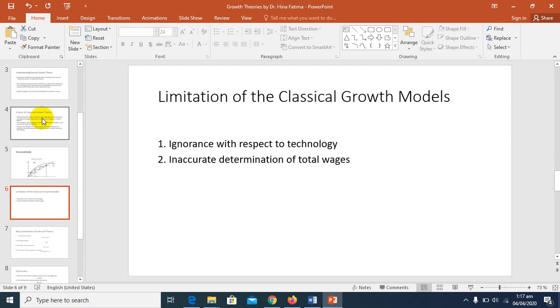The second point is the inaccurate determination of total wages. According to the classical model of growth, total wages do not exceed or fall below the subsistence level. So they totally ignore this concept, and they also ignore the role of trade unions that can play a vital role regarding the level of wages. So these are the two limitations regarding the classical growth theory.